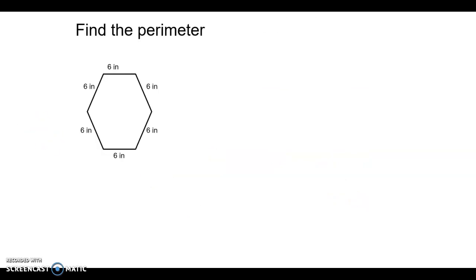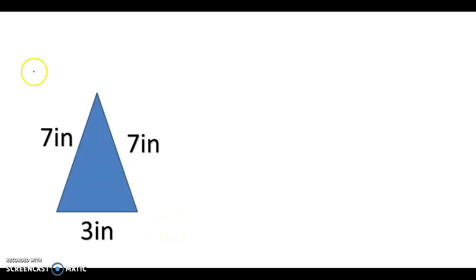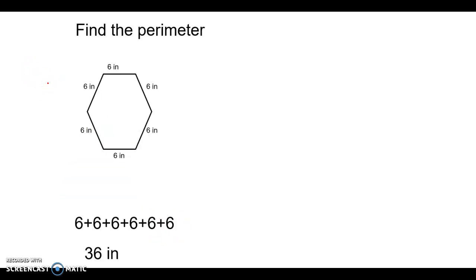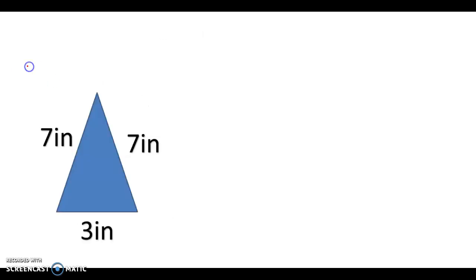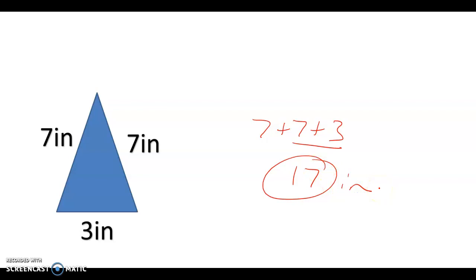Alright, so the next one, if you look at all the sixes there that we have, there are 6 of them, so you can either go 6 plus 6 plus 6 plus 6 plus 6 plus 6, or you could have gone 6 times 6 and got 36 also. And in this triangle, for the perimeter, you're going to go 7 plus 7 plus 3. And that'll get you 17 inches. Alright, let's turn the page. So hopefully that perimeter was easy. That's from 6th grade.